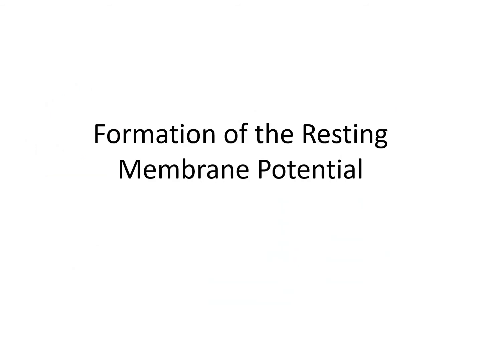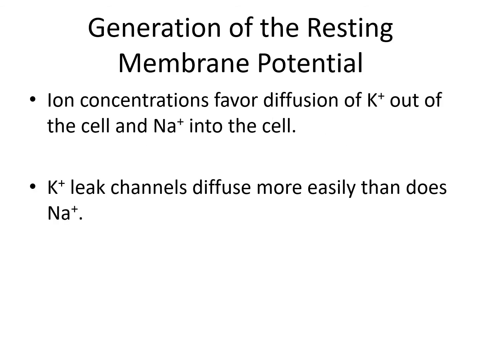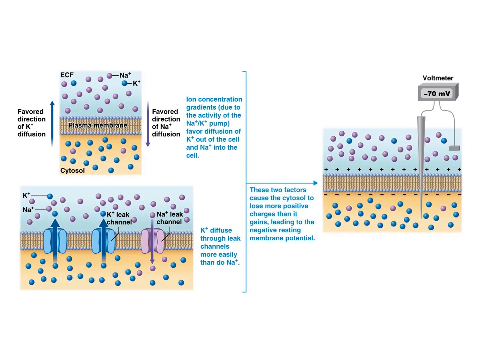Now let's look at the formation of the resting membrane potential. Now, the ion concentrations favor diffusion of potassium out of the cell and sodium into the cell, down their concentration gradients. However, they don't equally leak. Potassium is a little leakier than sodium, so more leaks out than does sodium. Okay? And when it does this, this allows the outside of the membrane to be slightly more positive than the inside. So that's one reason why it's negative on the inside and positive on the outside.